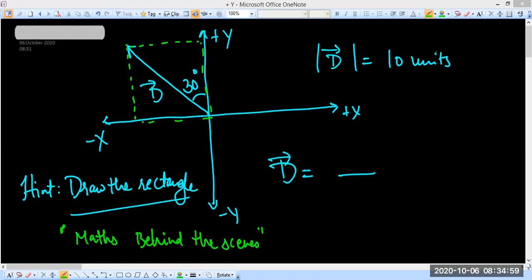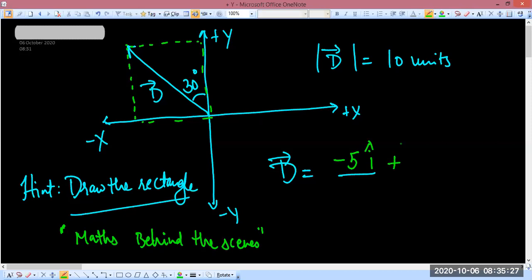Fine. I think that's it. I could not check everybody's work. I'm so sorry. There were so many answers, right? But yes, please keep answering. Okay, now I'm going to write the final answer. So the correct answer is minus 5 I caret plus 5 root 3 J caret.